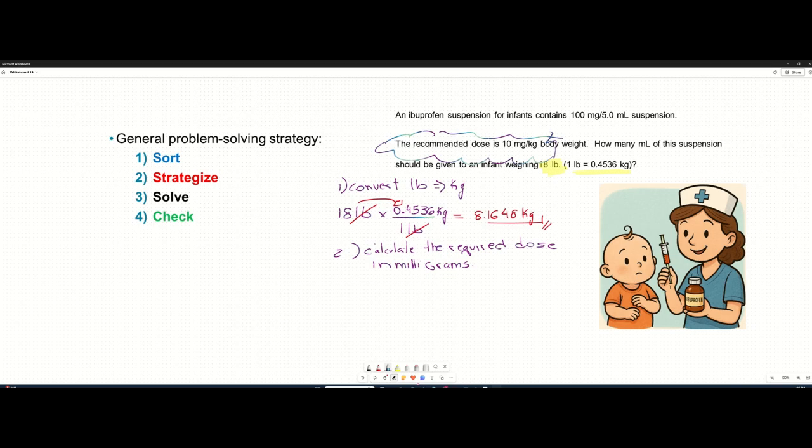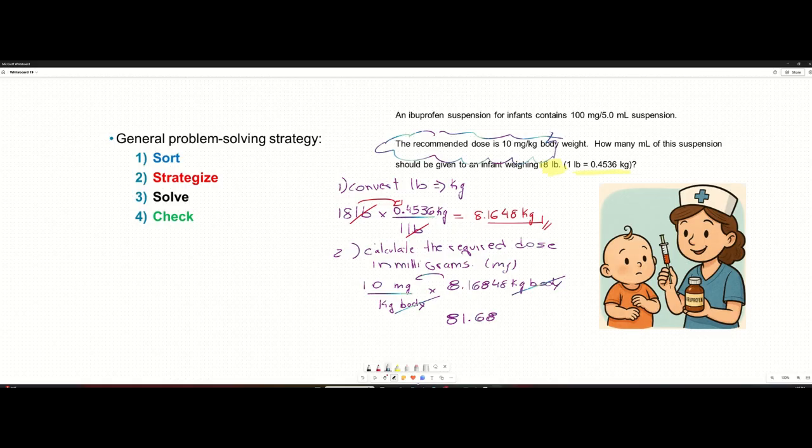So calculate the required dose in milligrams. They say that it's 10 milligrams per kilogram body weight, right? So I have 8.1648 kilograms body weight. I'm going to multiply by this, and I'm going to have the milligrams of the body. How many milligrams do I need? I need 1.68, right?